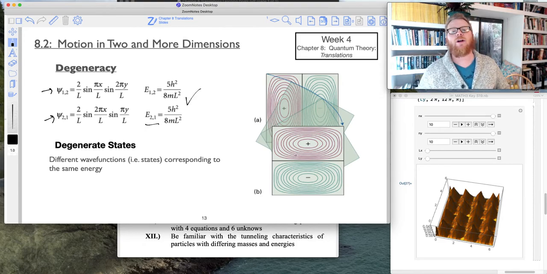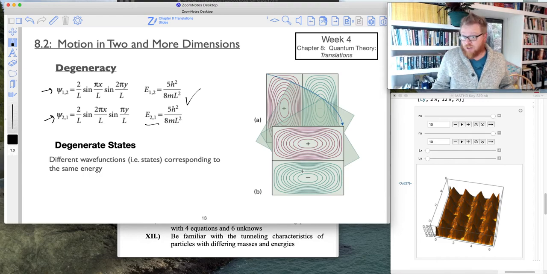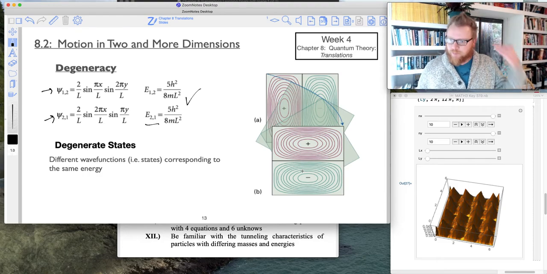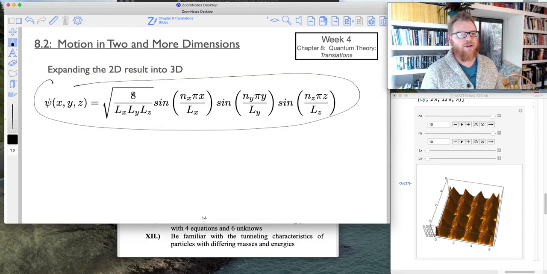And what I also wanted to show you, in this figure right here, when you look at the psi 1, 2 and the psi 2, 1 state, the 2 states are related to each other by 90 degrees. So we could say they're orthogonal, right? They're different states. And literally, we can see they're orthogonal by making them go 90 degrees. But they still have the same energy solution, which is very cool. So that makes them degenerate states. Yes, I already talked about expanding it into 3 dimensions.